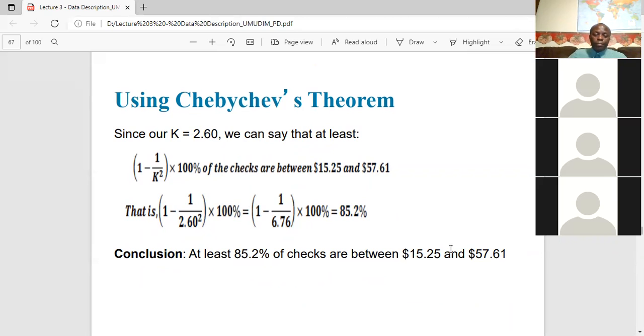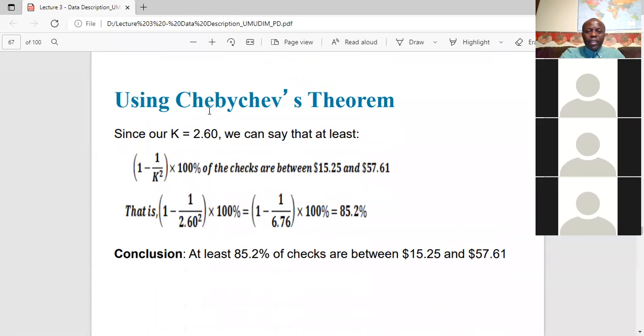Any question for me? Yes, sir. Sir, can you please do the calculation again so I can see? Which of them? The one you use the calculator with. The last one. That is 1 minus 1 over K squared, right? Yes, sir.